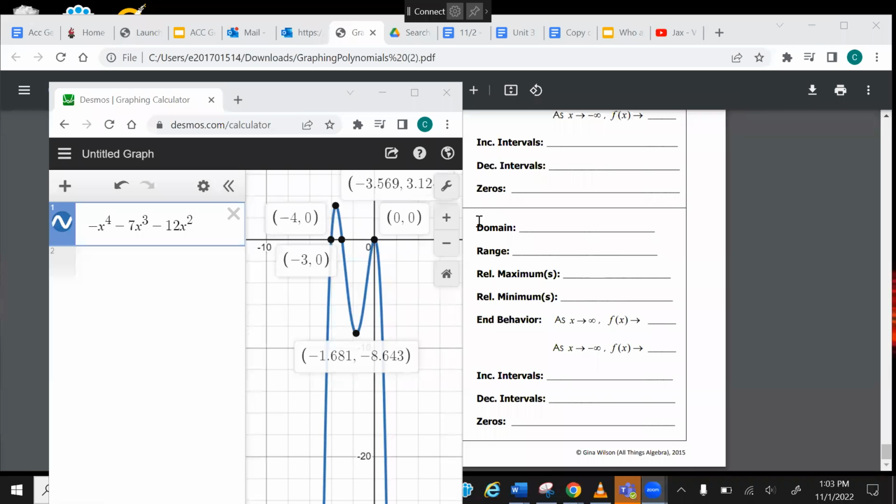Right, so I'm going to talk through a little bit of this. Remember, domain is going to be negative infinity to positive infinity. We're plugging in all those numbers. Okay? Range is the lowest.